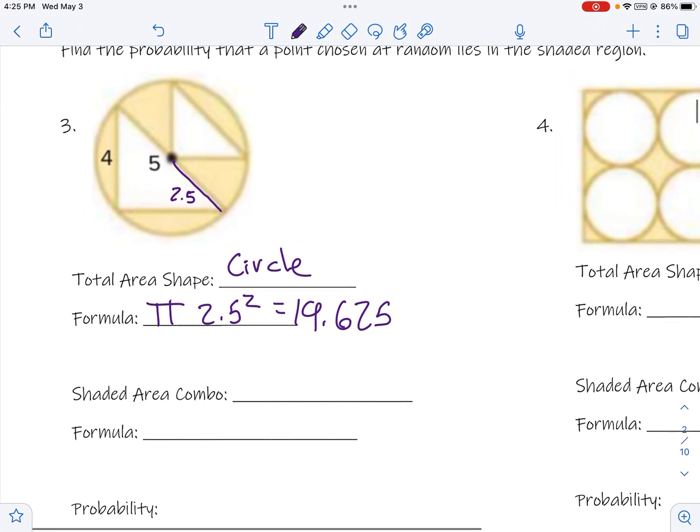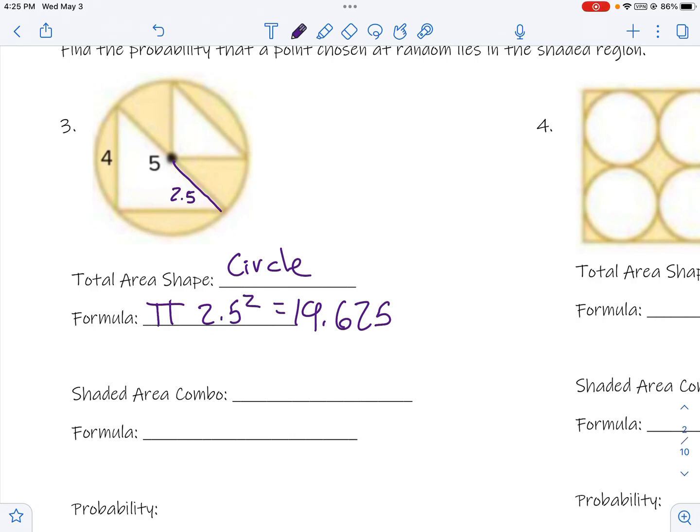I'll zoom in a little bit on this one. Then it says shaded area combo. It says combo because we have to think about this a different way. If we want the shaded area, really what we're going to need to do is subtract out these pieces. This is like the cookie cutter questions from our last unit, Unit 8. You've done problems like this before. If we want the shaded area now, we're going to have to do our outside shape minus our inside shape to figure out what our shaded region is.